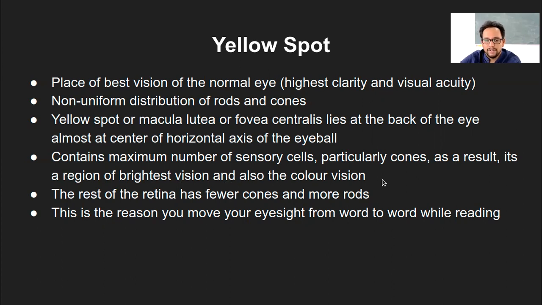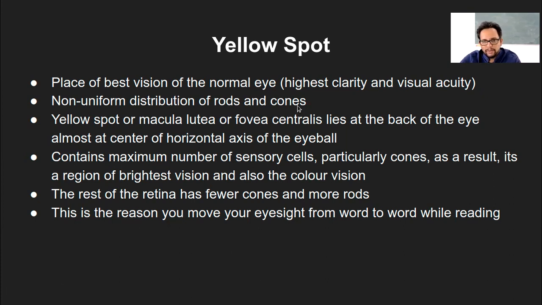So whichever light enters within the yellow spot area, you will be able to see it very clearly. And the rest of the retina has fewer cones and more rod cells. Again, we have already seen this. Why more rod cells? Because the light is dim, the pupils are dilated, so they are also getting more of the signal, and that is why it has to have more rod cells in the surrounding, apart from the yellow spot.